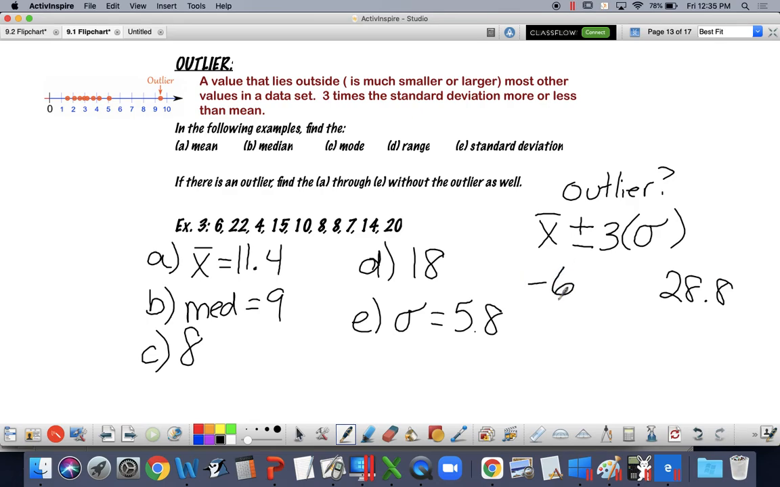So I get 28.8 as kind of my high one, and then the other one is minus 3 times the standard deviation, which gives -6. No outliers. In the real world, it's really hard to find outliers as well, right? There's always a case to be made for why a data point is not necessarily an outlier.